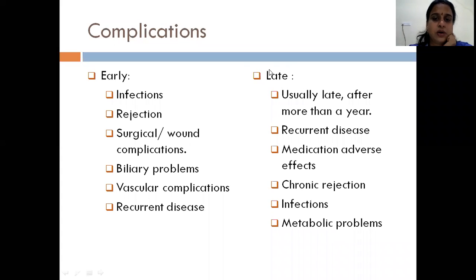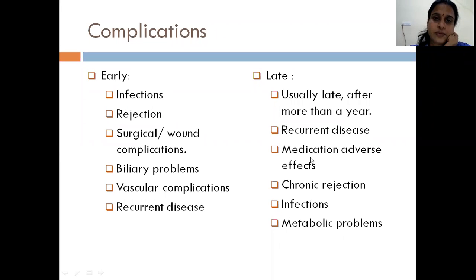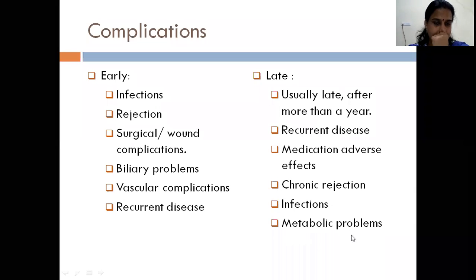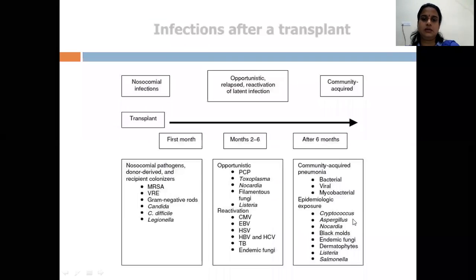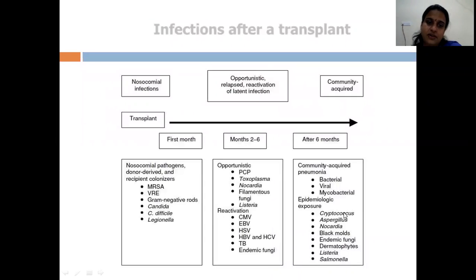Late complications may also occur as late as after 1 year post-transplantation because of the medication adverse effects. And I told you chronic rejection plays a major role in cases of late complications, again late infections and metabolic problems. Okay.